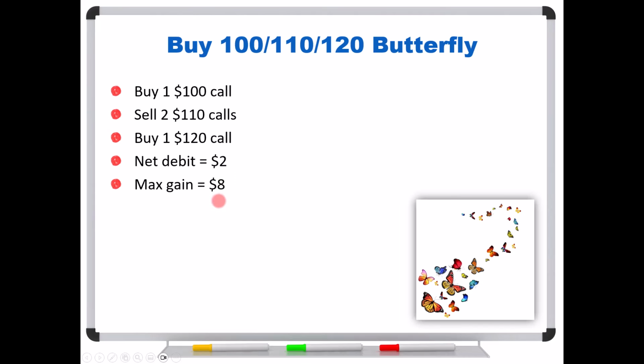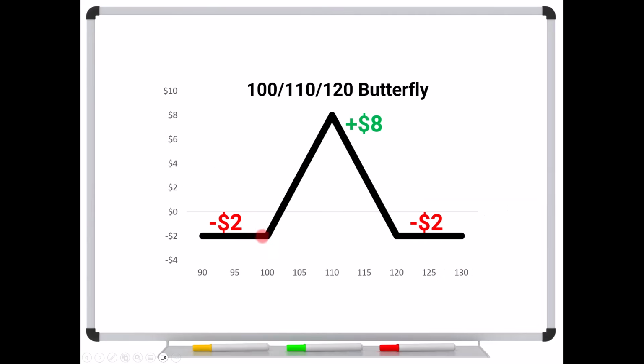But the question is, how many butterflies do we have here? And if you talk to most traders, they'll say, well, what do you mean? It's just 1. 1 to 2 to 1 ratio. We put that butterfly on because we think the stock is going to sit still. Again, bad idea. So here's why. Here's our 100, 110, 120 butterfly for 2, max gain of 8. But notice we have a lot of what are called embedded butterflies inside of here.